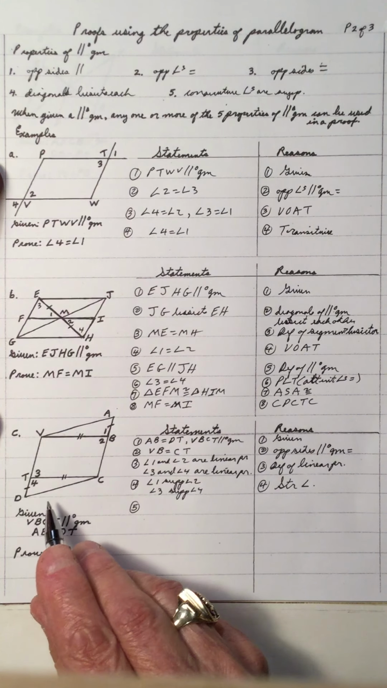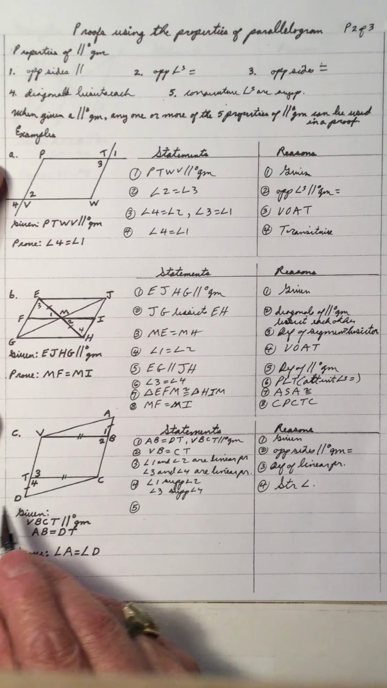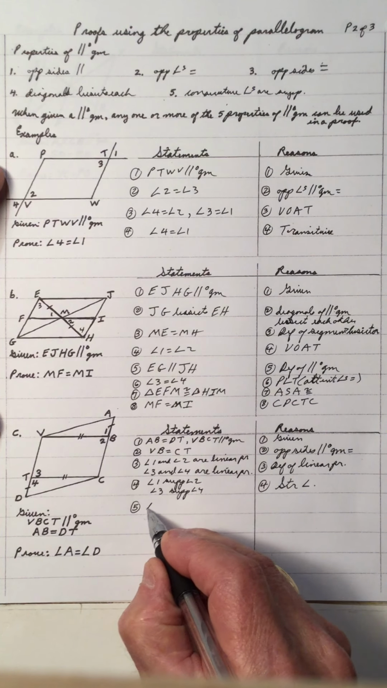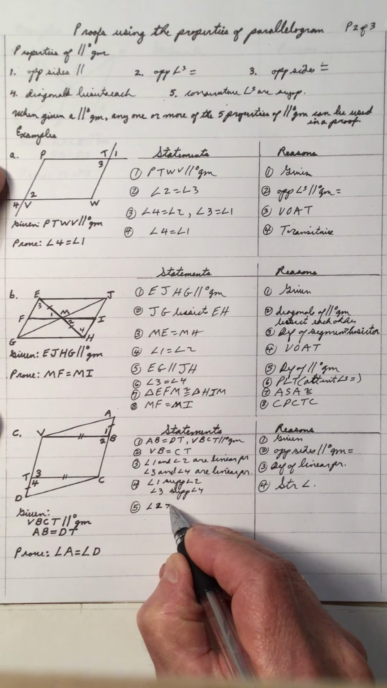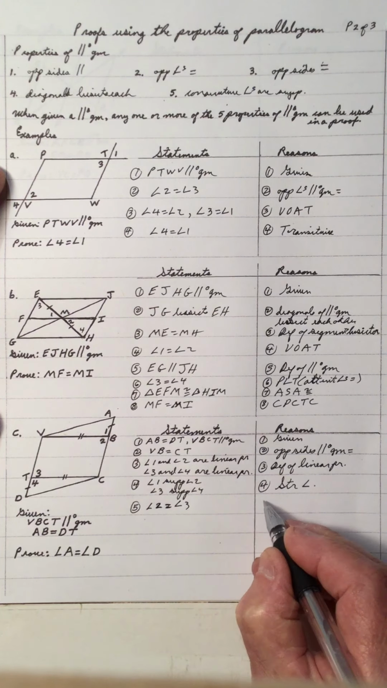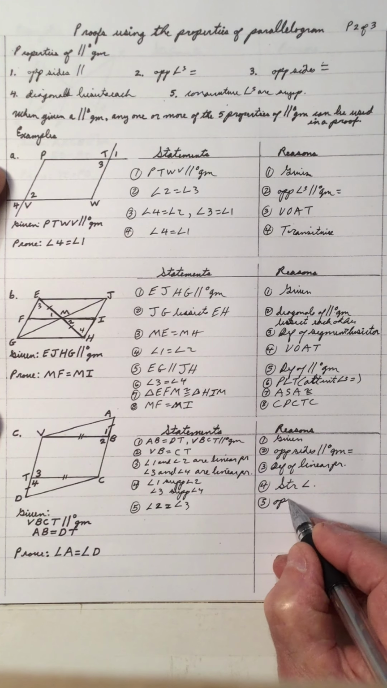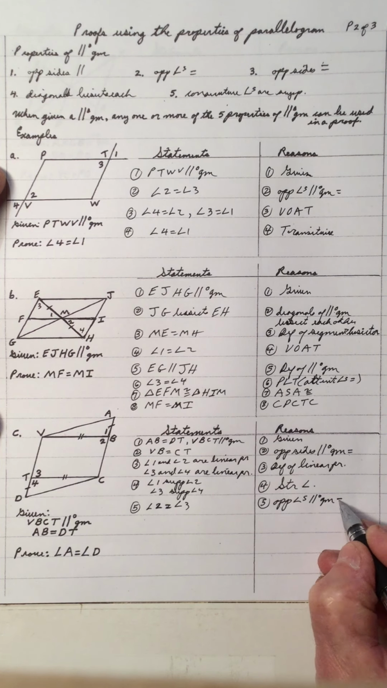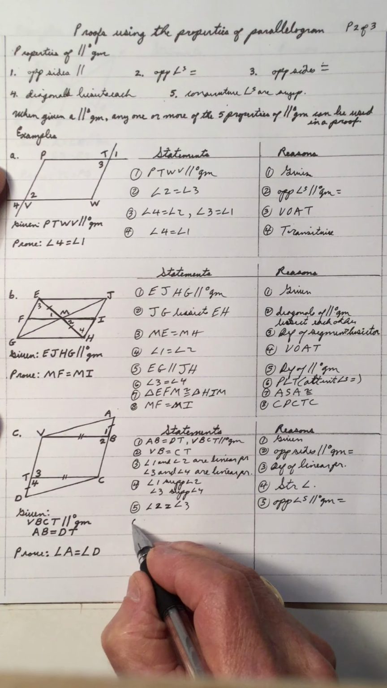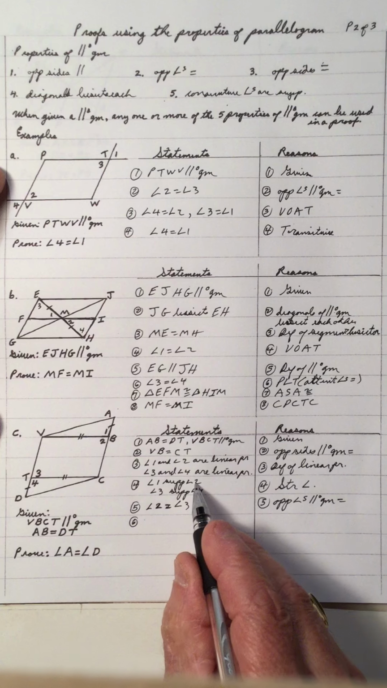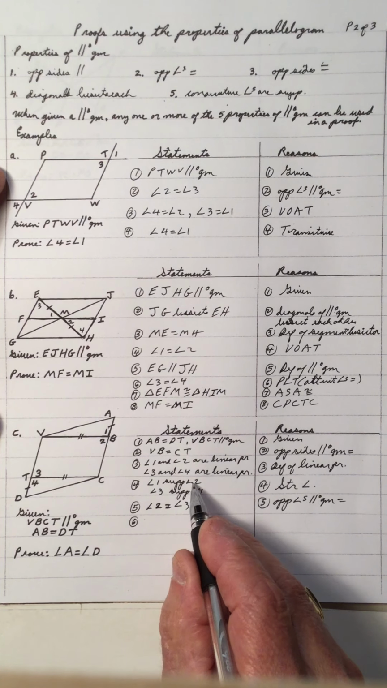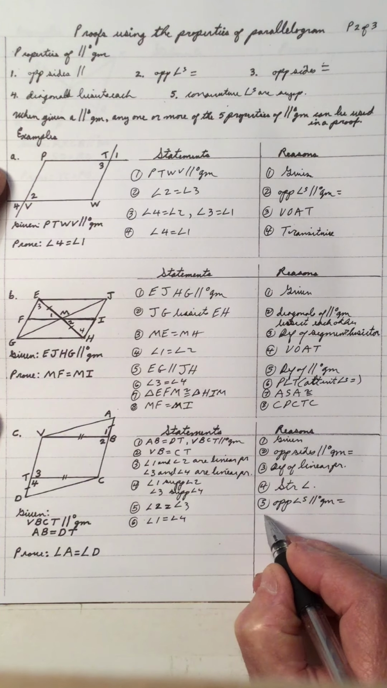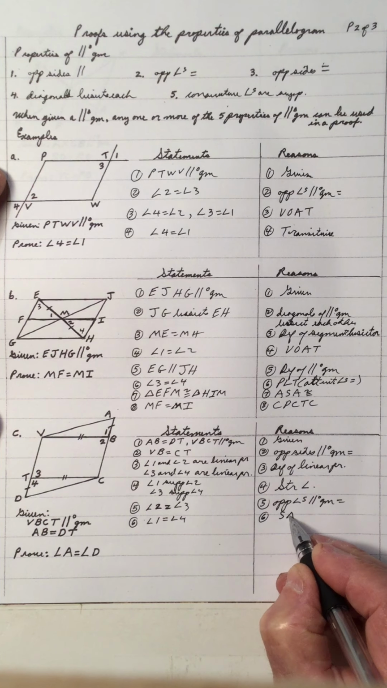Now we don't have any relationship between 2 and 3 yet, but we got a parallelogram, so we're going to say that angle 2 is equal to angle 3, because the opposite angles of a parallelogram are equal. Now we have that 1 is supplementary to 2 and 3 is supplementary to 4, and because 2 equals 3, that means angle 1 equals angle 4 by what we call the supplement angle theorem.